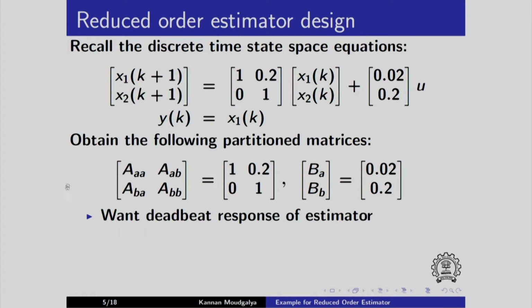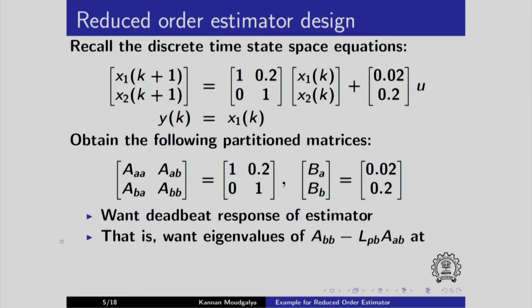We want deadbeat estimator, that is the eigenvalues at the origin, that is we want the eigenvalues of ABB minus LPB at 0. Notice that we have only two states, only one state is to be estimated and there is a scalar system. So we want it at the origin. So there is only one value at the origin.